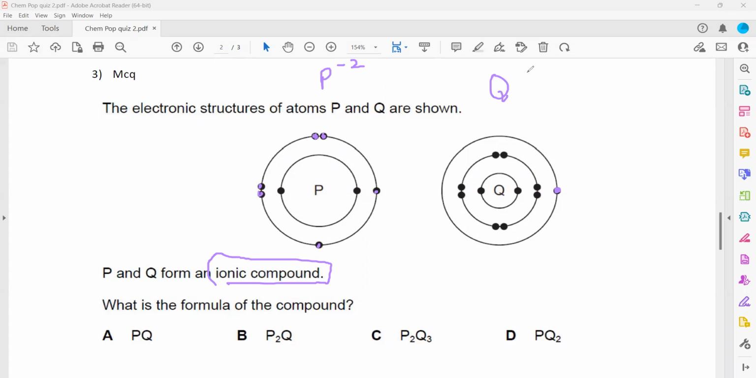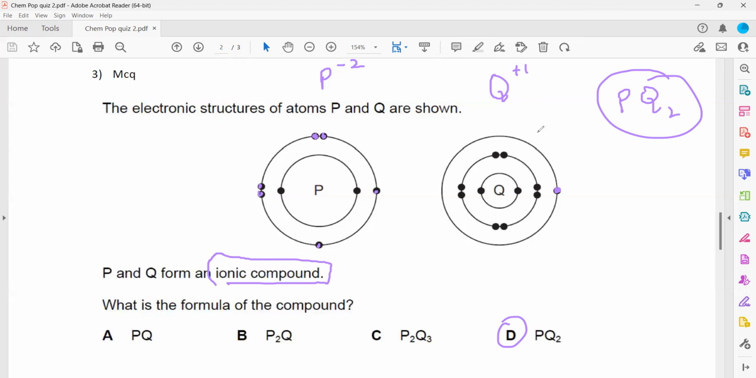And if you want to write a chemical formula for an ionic compound, we simplify the valency and then cross multiply. This valency is already simplified. We just cross multiply, so it will be PQ2. So PQ2, D will be the right answer. So identify which group the atom belongs to, then write the charge on them and just cross multiply to know the final formula.